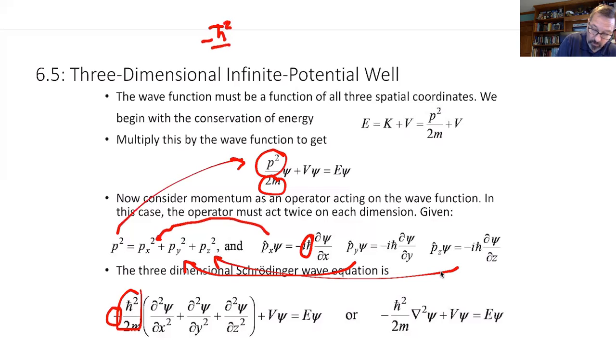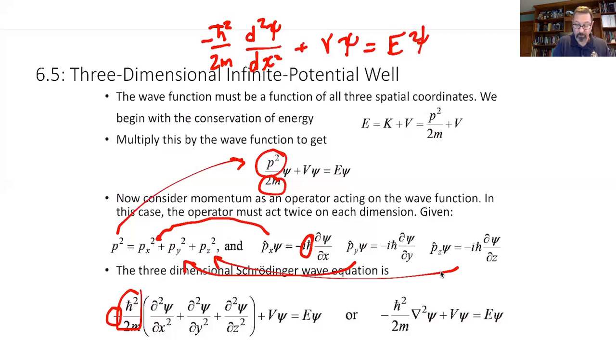minus h bar squared over, I wish I had Sam's handwriting here. Sorry, Sam. Your handwriting is just much better than mine. In one dimension, we had something that looked like this for our wave equation. My pen is doing wacky things.